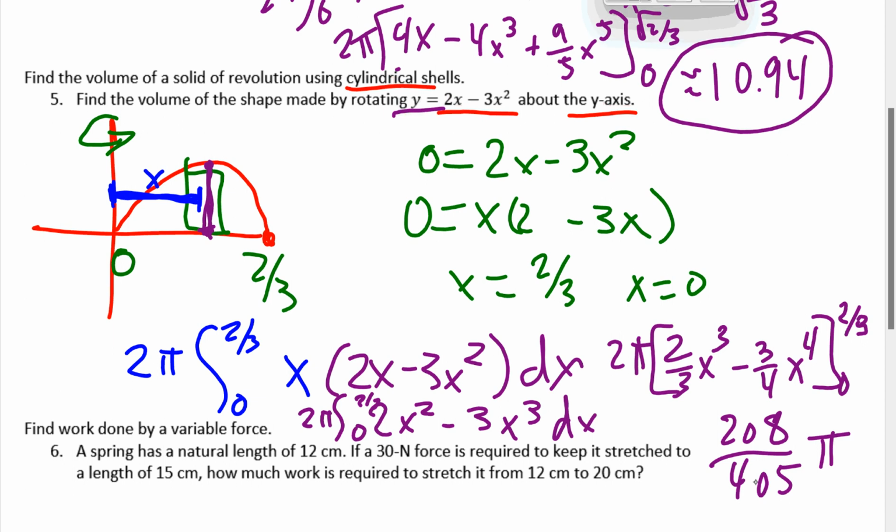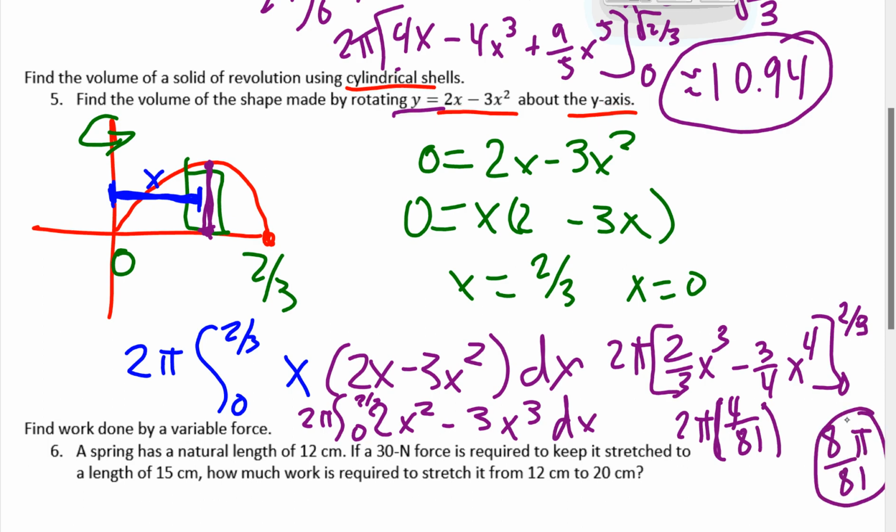Okay, so that is not correct. That's me doing something else and writing down the wrong answer. So when I put in 2/3, I get 4 over 81. Then I times that by 2 pi, so then I get 8 pi over 81. That is the correct answer. There you go. Have fun with cylindrical shells.